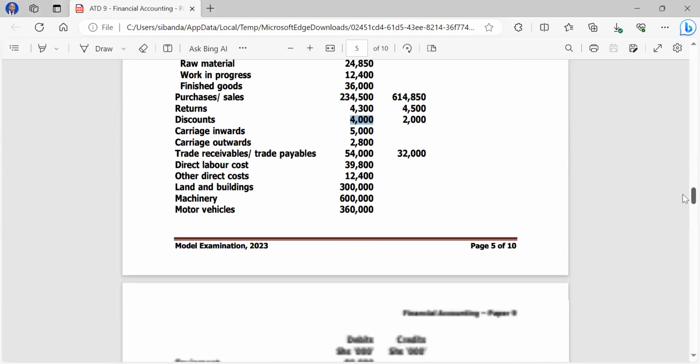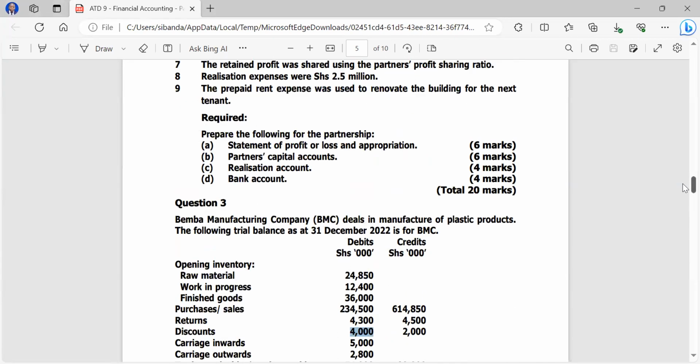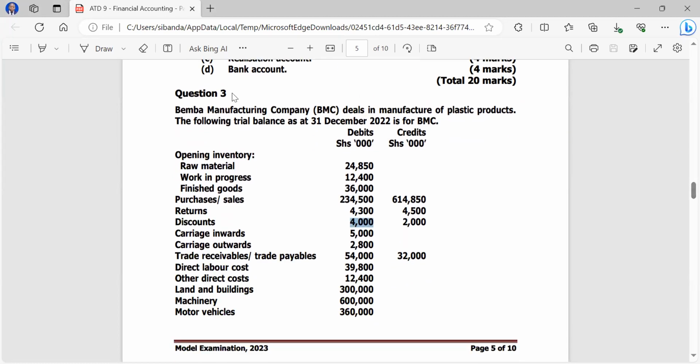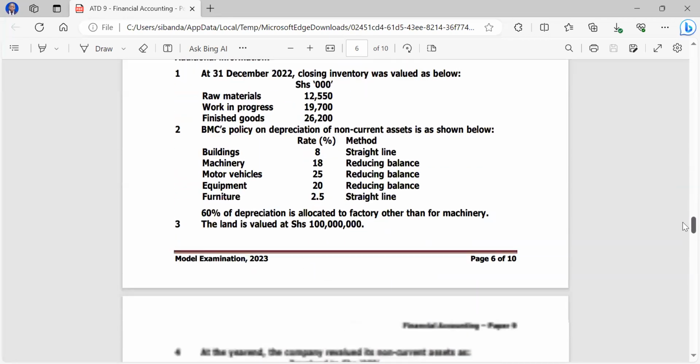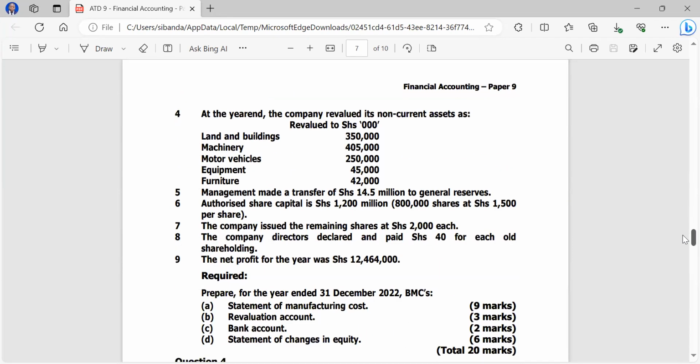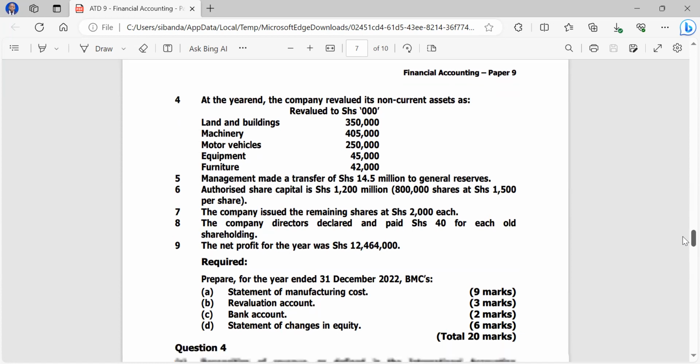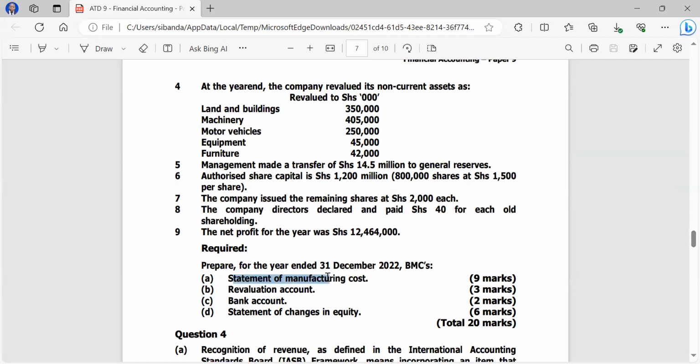of plastics. So when you look through this question, whenever I usually get a question like this, what I do is get down to the required. What does the examiner require of me? So this question is requiring us to prepare a statement of manufacturing cost, a revaluation account, and then a bank account. Now, for today's lecture, I don't want to concentrate on these three above. My interest is on the statement of changes in equity.